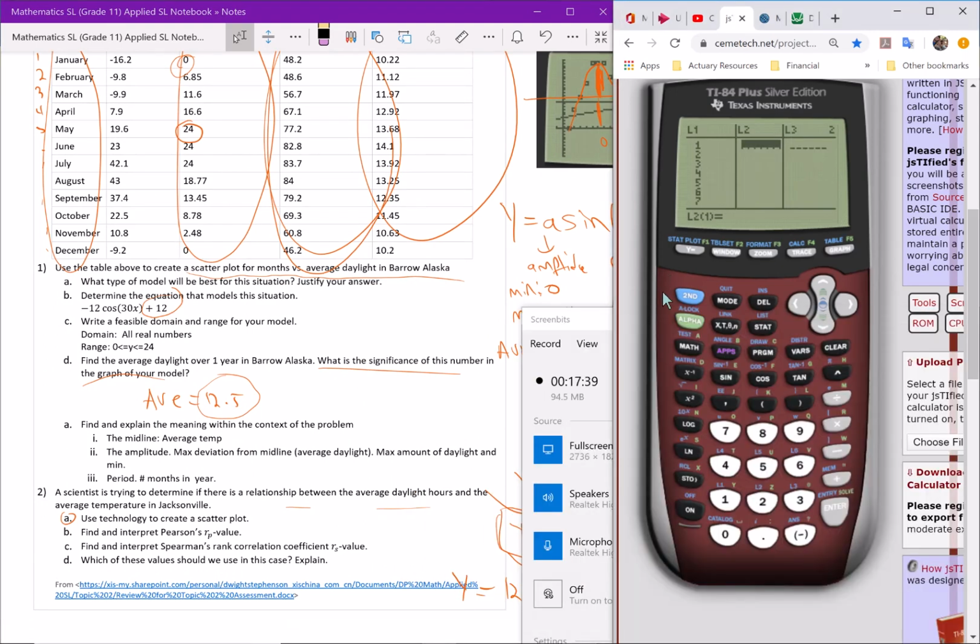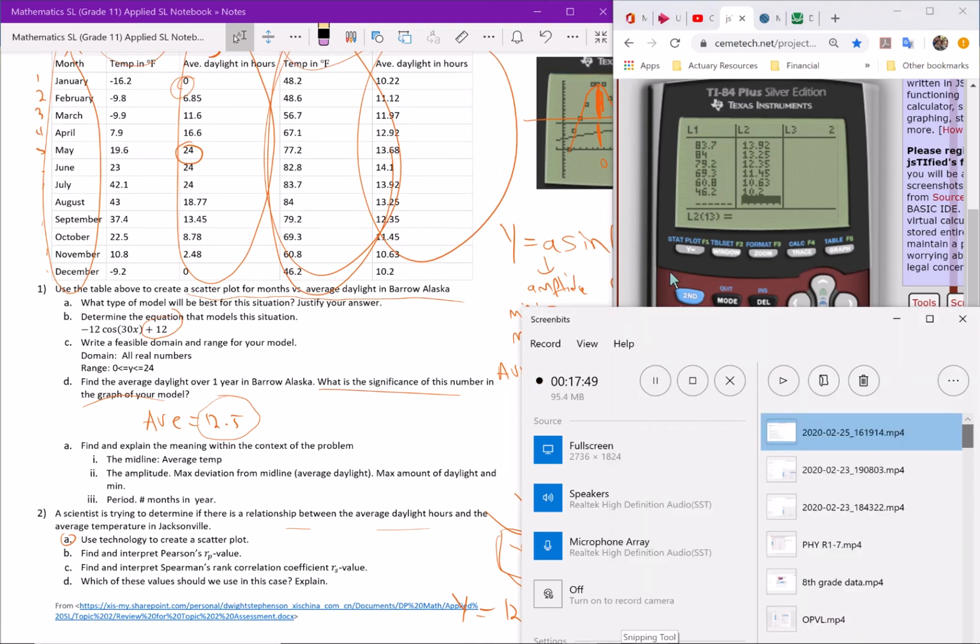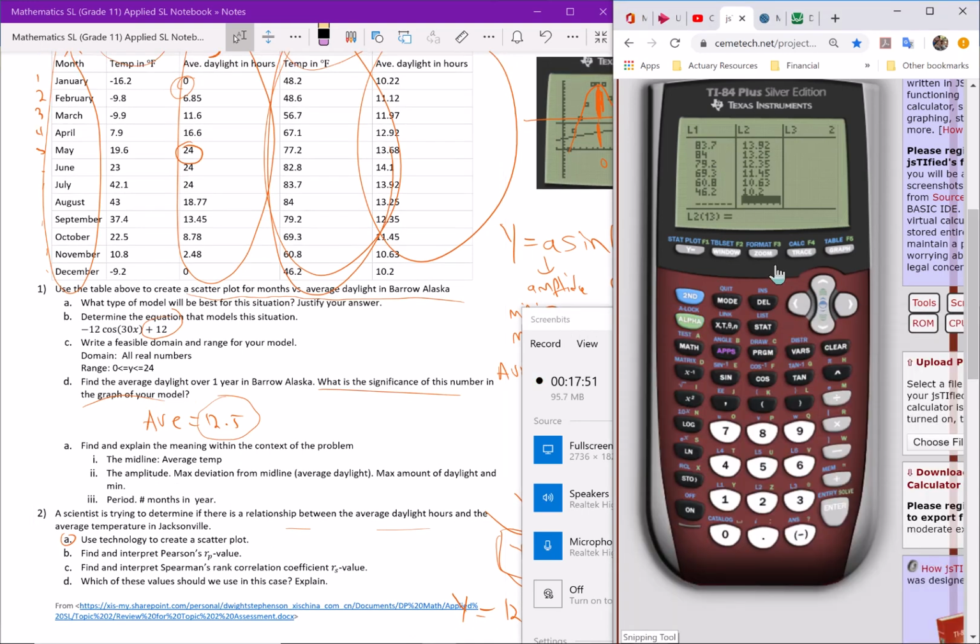Just to show you, if you haven't figured this out, if you want to clear a whole list, you want to go up to the list itself, press clear, and then press enter, and it clears all the values, so you don't have to do them one by one. Okay, so I put the numbers in here. We're going to try to graph our scatter plot, which means, again, we need to go to this window and choose what we want our window to be.